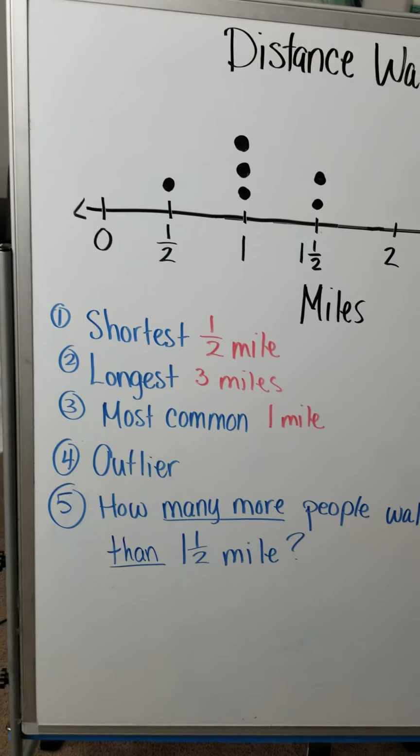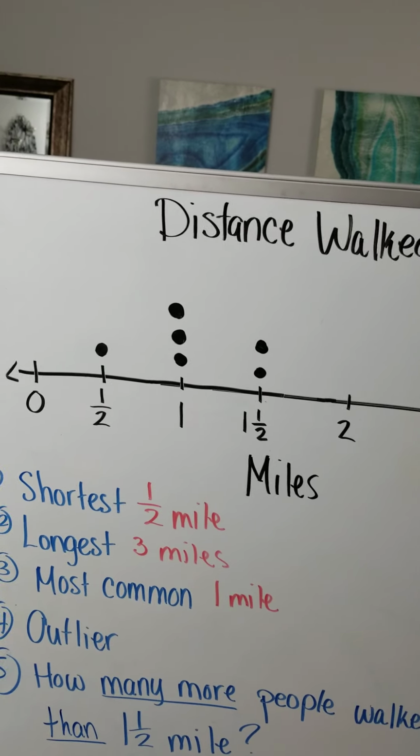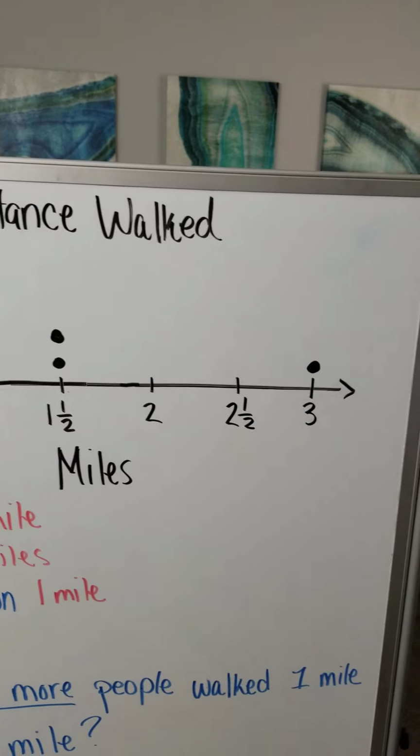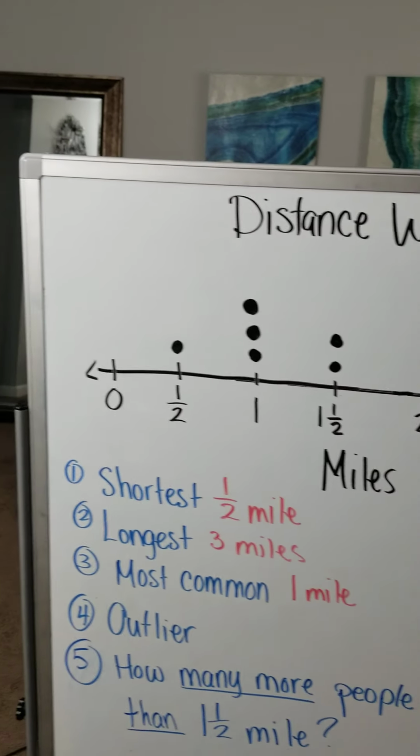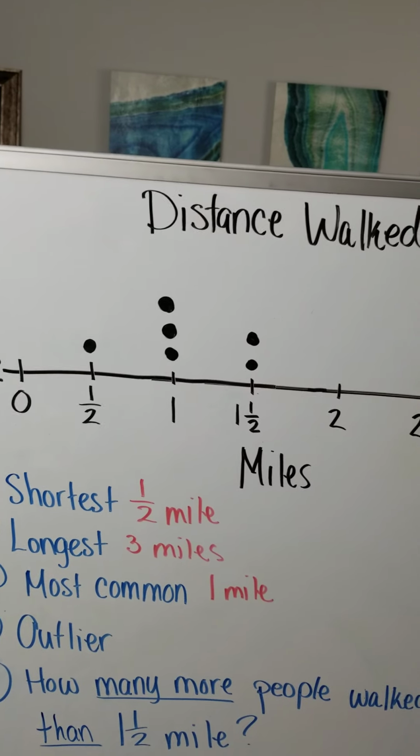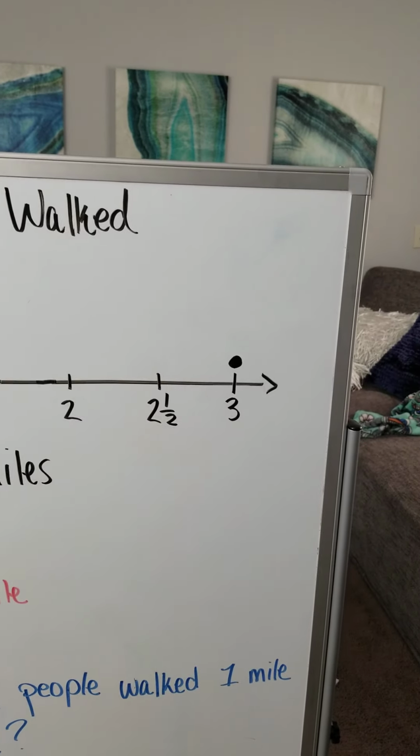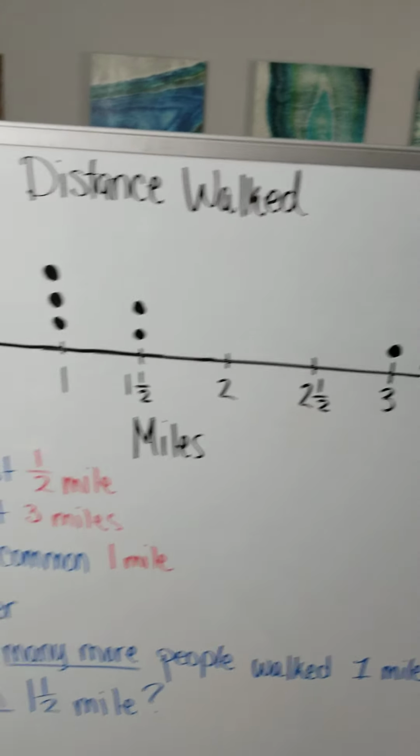The next thing we're going to look for is our outlier. Your outlier is going to be the data that is the most different from the rest of the data. It can be any number on here. So most of our data is between 1/2 and 1 and 1/2. Then we have some space and then we get to 3. So 3 is going to be our outlier.